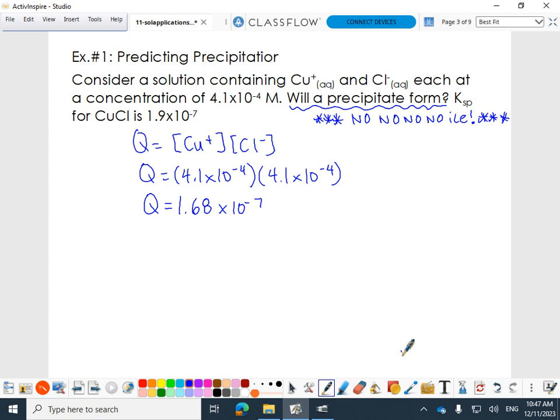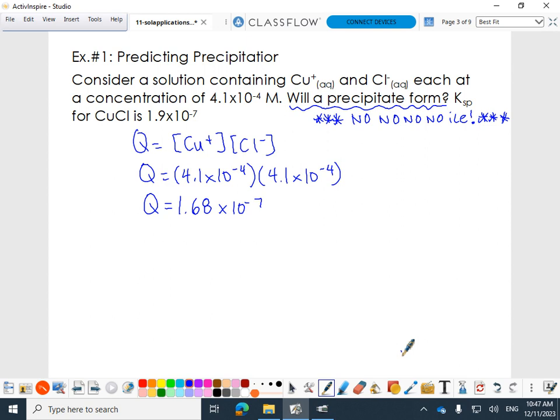Okay, so when you have this answer, Q is 1.68 times 10 to the negative 7, because it has the same exponent as KSP, then you can actually just look at the size of the number, which is unique. Normally you can't do that. So this is smaller than 1.9, so that means that Q is less than KSP.